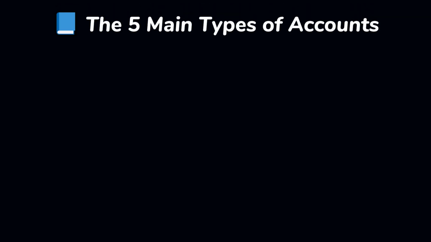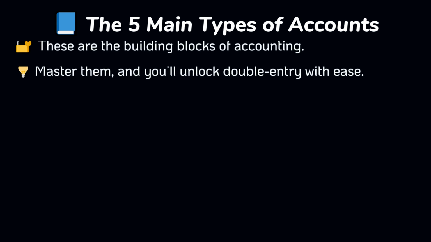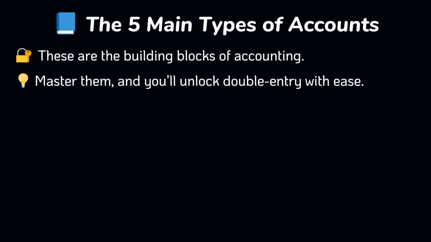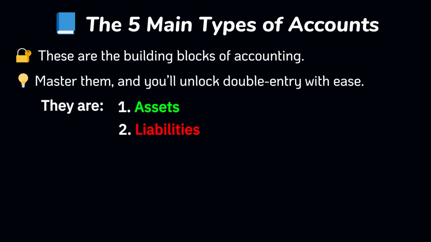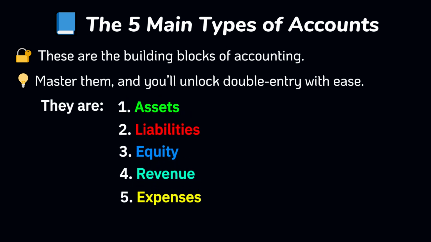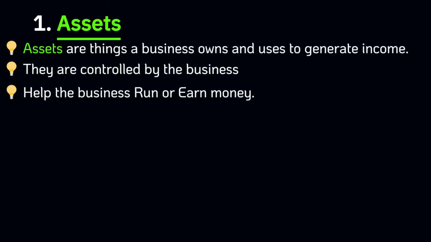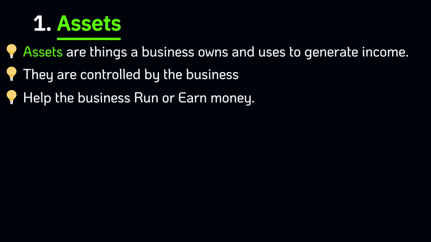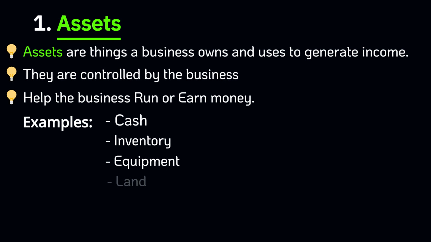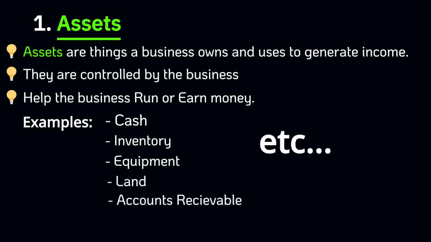Now let's talk about the 5 main types of accounts in accounting. These are the building blocks of all financial records, and understanding them is key to mastering double entry accounting. They are assets, liabilities, equity, revenue, and expenses. Assets are things the business owns or controls that have value. They help businesses run or earn money. Some examples of assets are cash, inventory, equipment, land, accounts receivable, and etc.